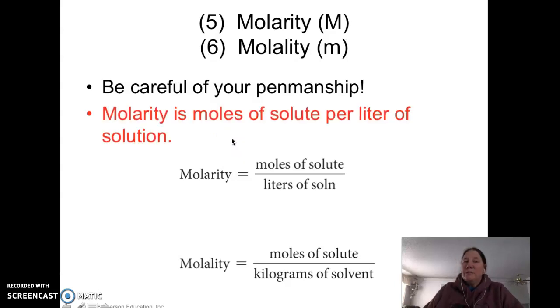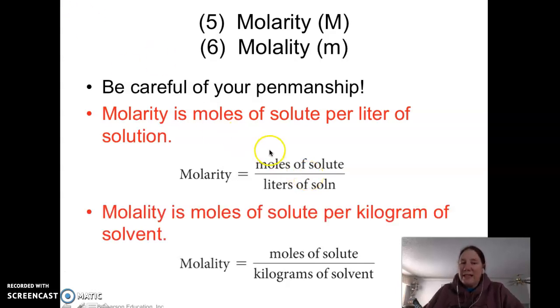So molarity is moles of solute per liter of solution. Most of the time it's listed in milliliters, especially when we do stuff in the lab and use a graduated cylinder. That's 100 milliliters. That's what we usually use, milliliters. So if it's in milliliters, you have to change to liters, which is really simple to do. All you do is move the decimal over 3.